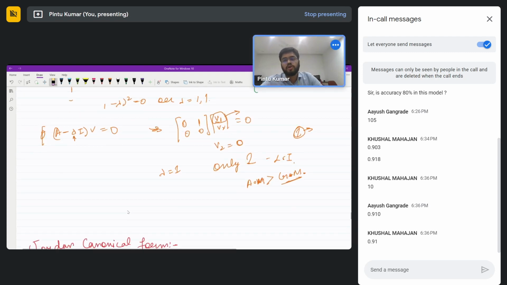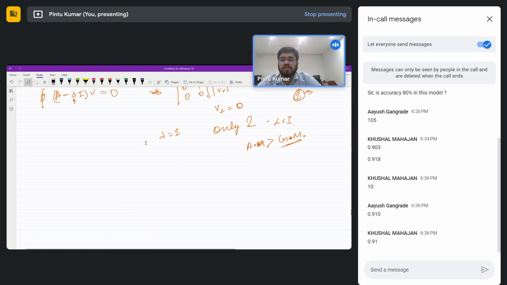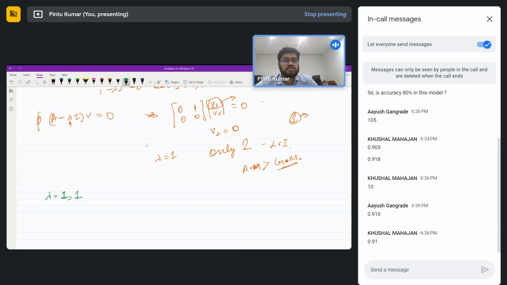So what we do in generalized eigenvector, I think we have 20 minutes. I'll just define what is a generalized eigenvector, and we will move to examples so that it is clearer. Let's say in this example, we had lambda equal to 1, 1, and we were only able to find one eigenvector, that is (1, 0) in this case. We solved (A minus lambda I) v equal to 0 to get one eigenvector.